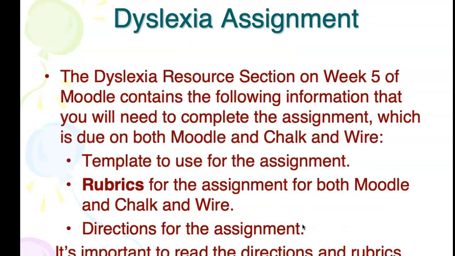Your dyslexia assignment is submitted in 2 places. It's submitted on Moodle and Chalk and Wire. You have to submit it 2 different times. Rubrics for the assignment are on Moodle, and the Chalk and Wire rubric is also found there.